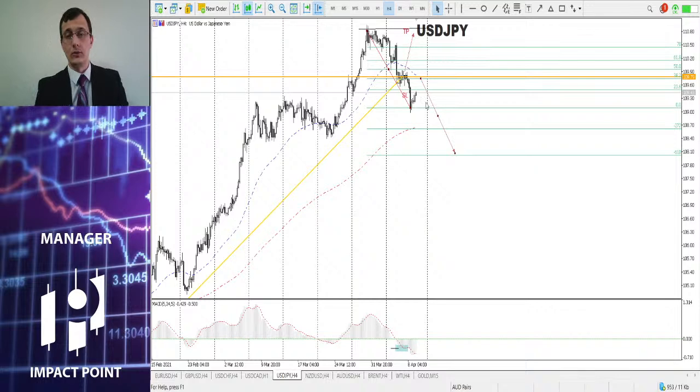We advise to wait for the price to reach this level, and here will be a touch of 50 moving average too, and here will be a nice combination of confirmation, or confluences, a lot of confluences, in order to take a decision. And till then, we suggest to wait.